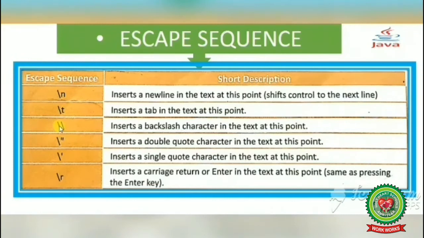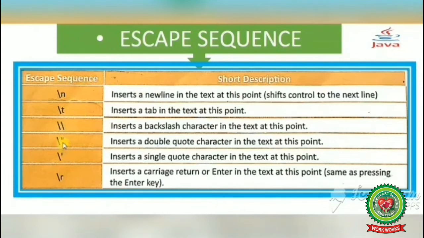Next is double slash. Double slash means one is a backward slash and one is the slash that you want to print. Insert a backslash character in the text at this point. Like here you want to give the choice yes or no. So we will put the slash between yes and no. So for that yes or no you have to put the 2 backslashes.